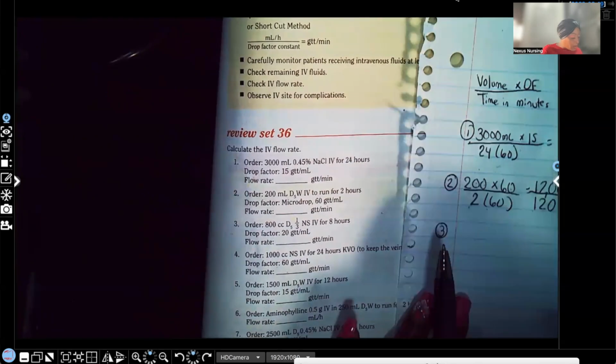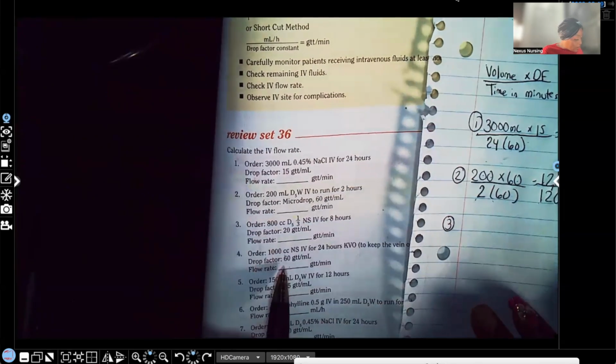Okay, let's do number 3. So it says 1,000 cc's. By the way, guys, cc's and milliliters, same thing. 1,000 cc's normal saline IV for 24 hours to keep the vein open. The drop factor 60. So let's do this math. We're on number 3. Oh, I skipped one. I'm sorry, guys. Here's number 3.